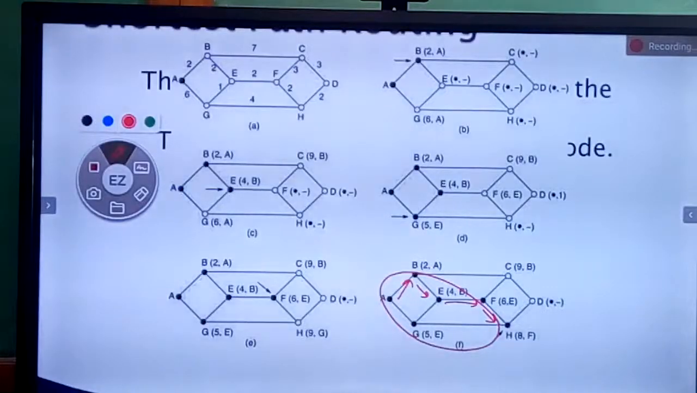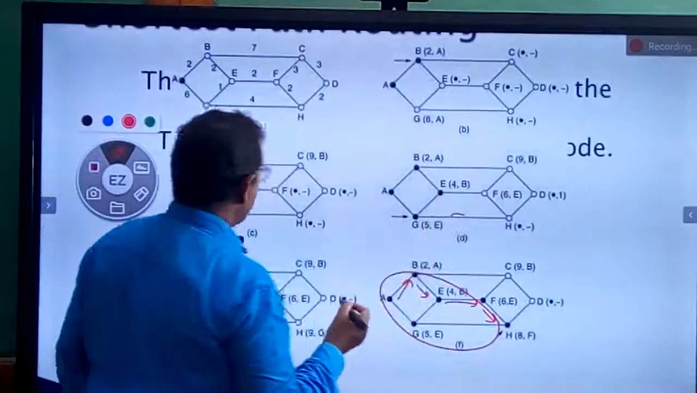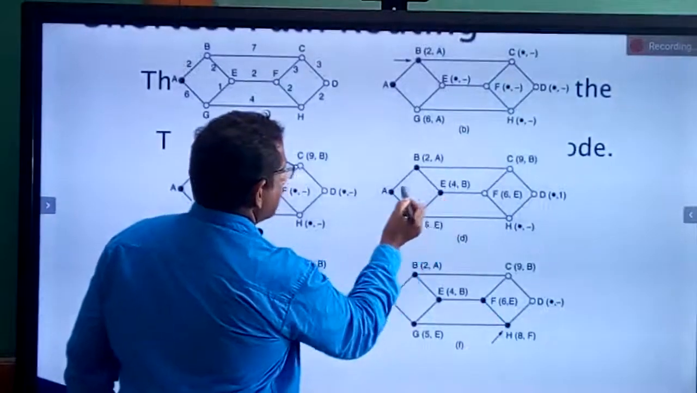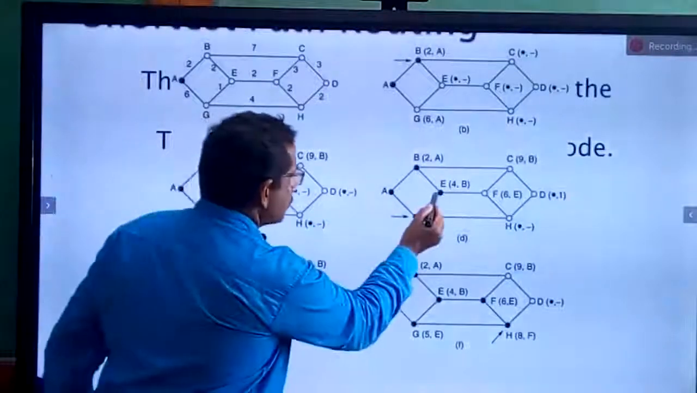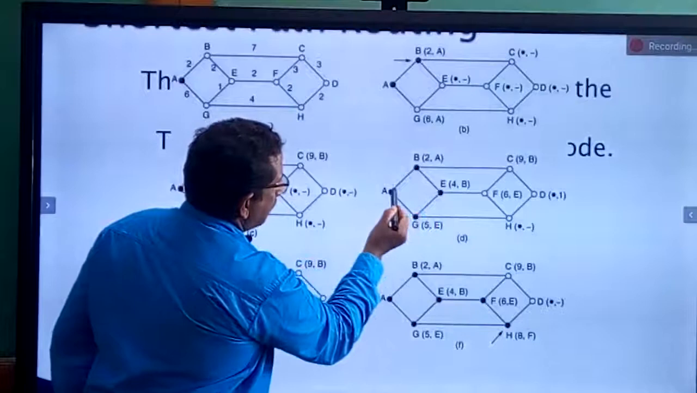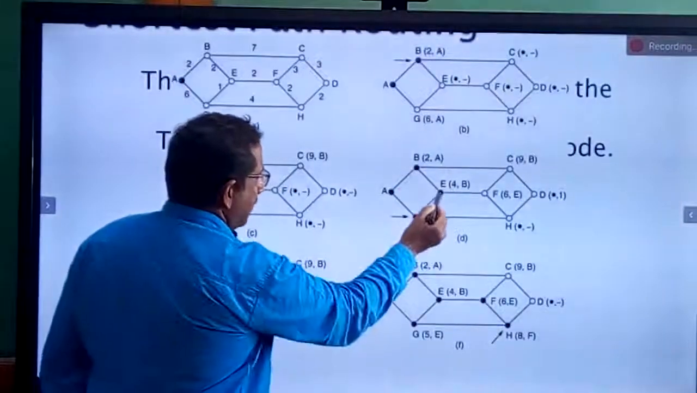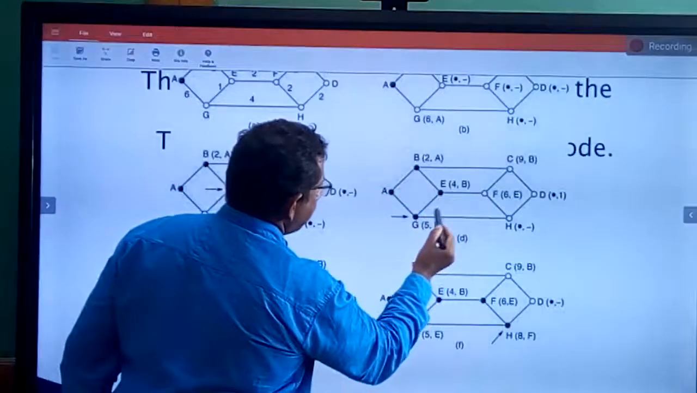Now what can we have between E and F? Most importantly, E is going to have 4 comma B. What is the meaning of 4 comma B? 4 is the distance it has taken and B is the source node for E. So what is the source for E? It is B. What is the distance covered? It is 4. So 4 comma B. From E, what nodes are connected now? It is going to be F and G.